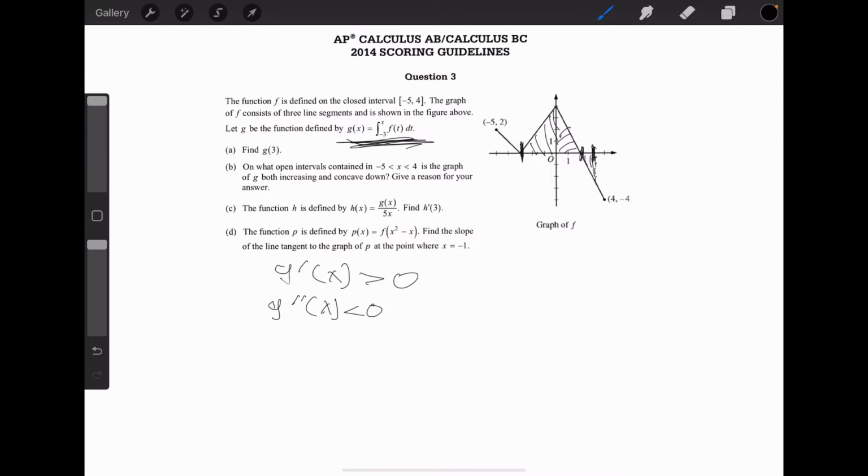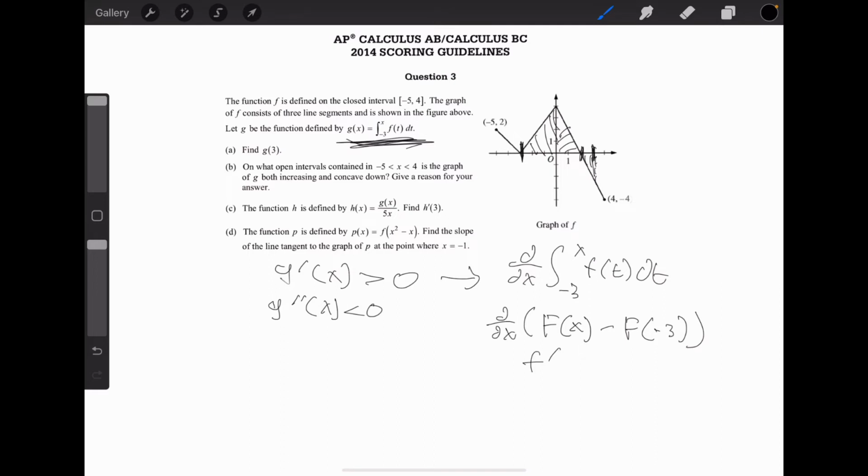So we can find the derivative of g of x. So let's do that. The derivative of the integral of f of t. Okay, so let's first do the integral inside. This would equate to the derivative of big F of x minus big F of -3. Okay, so we take the integral of that, and now we differentiate this whole thing. The derivative of big F would just go back to the original f, and the derivative of this would just be 0 because the derivative of a constant is 0. So we can essentially rewrite this as f of x is greater than 0. Okay, what about g double prime of x?